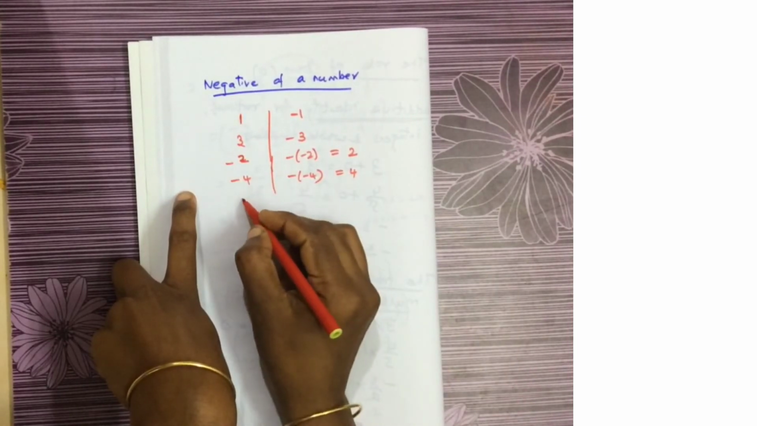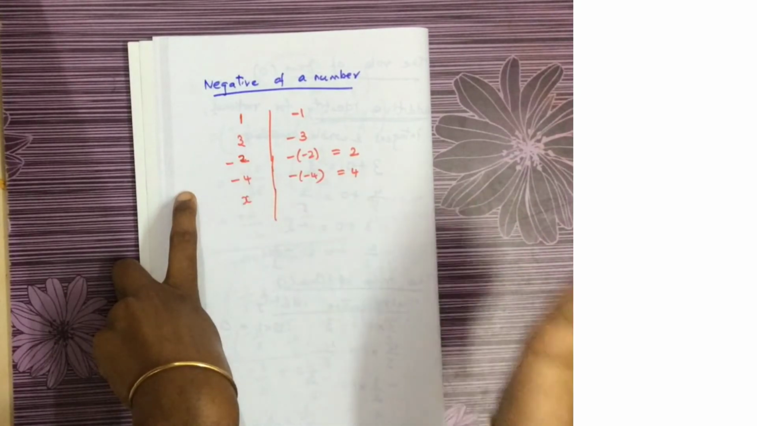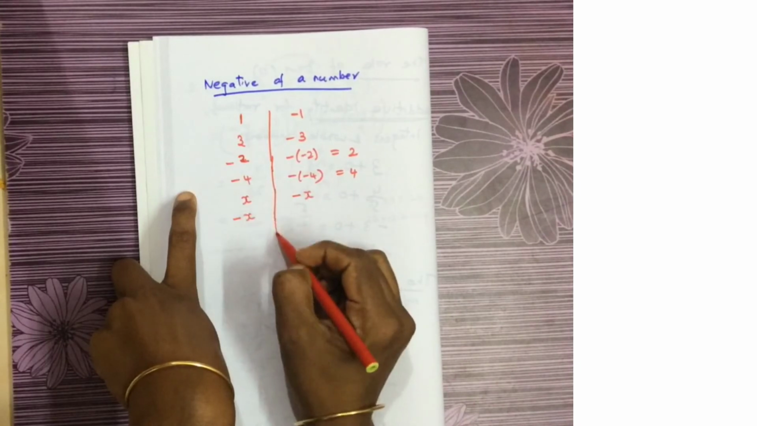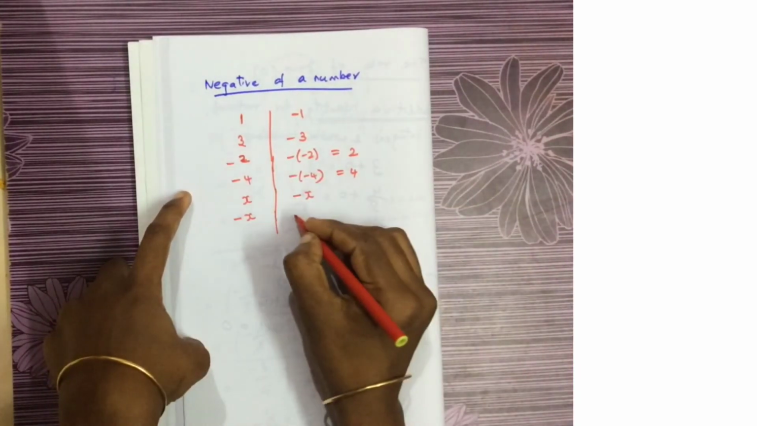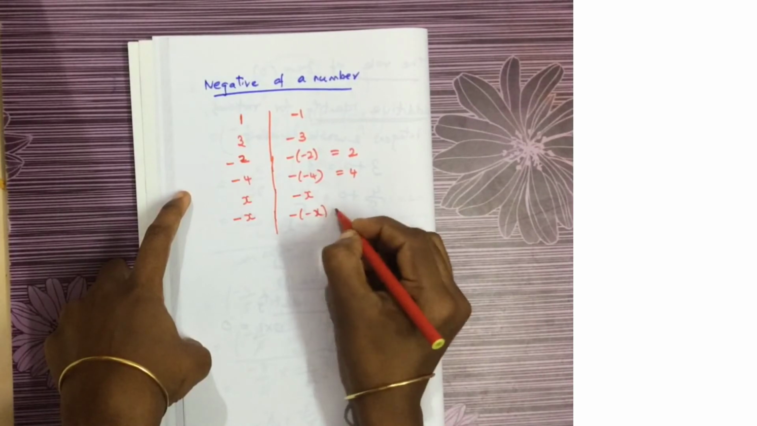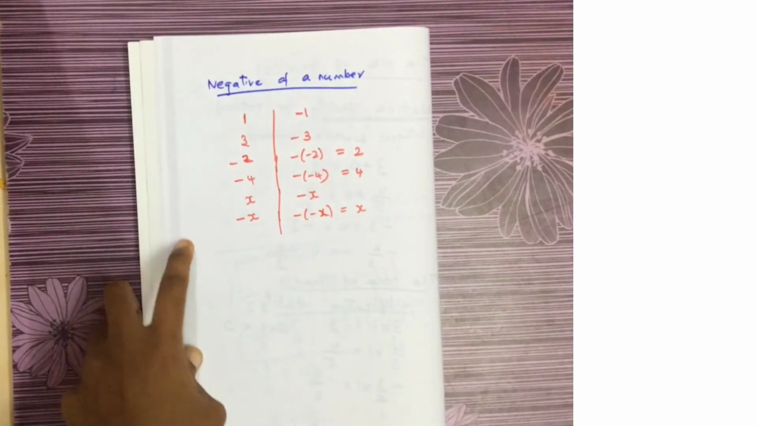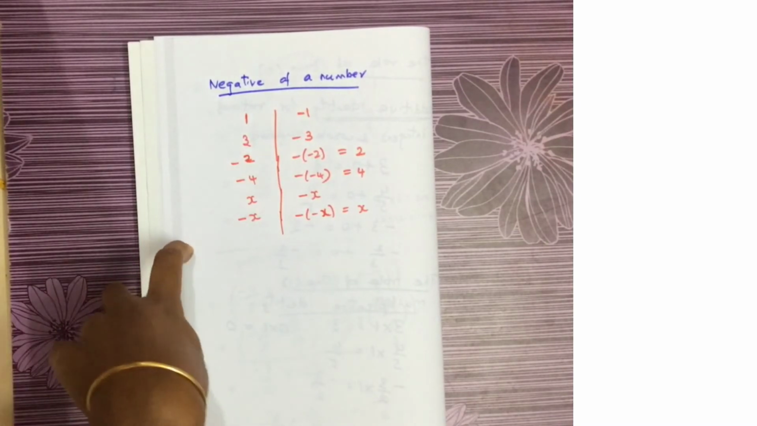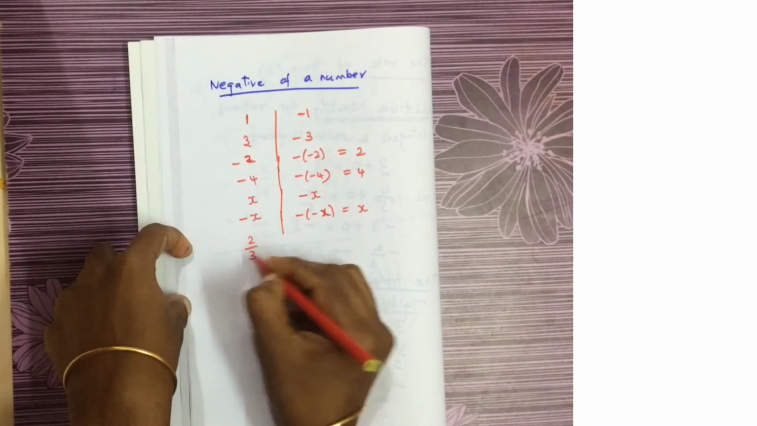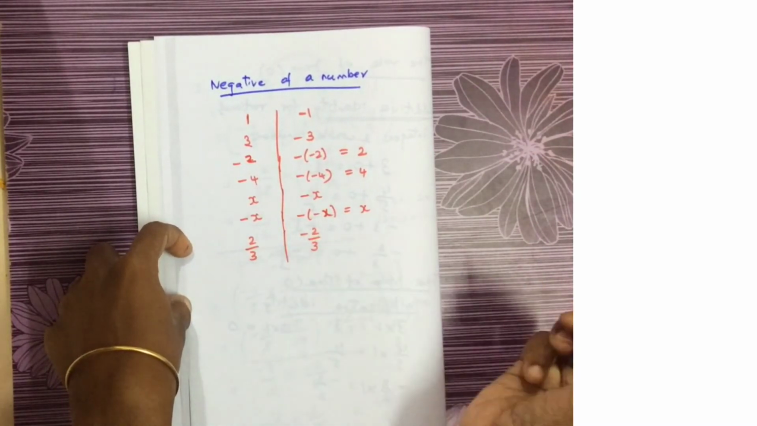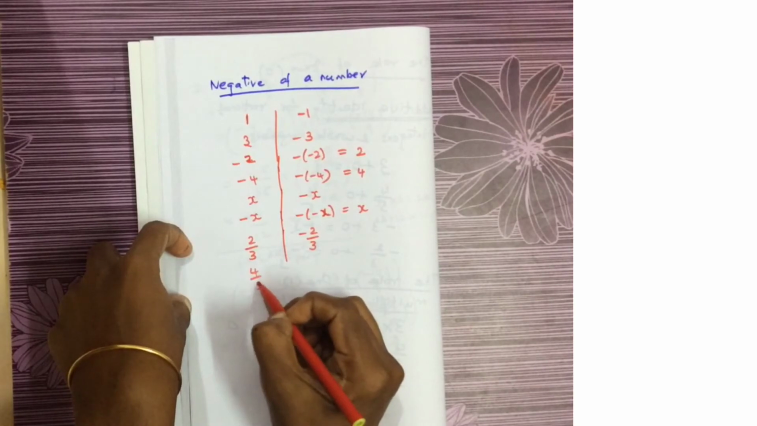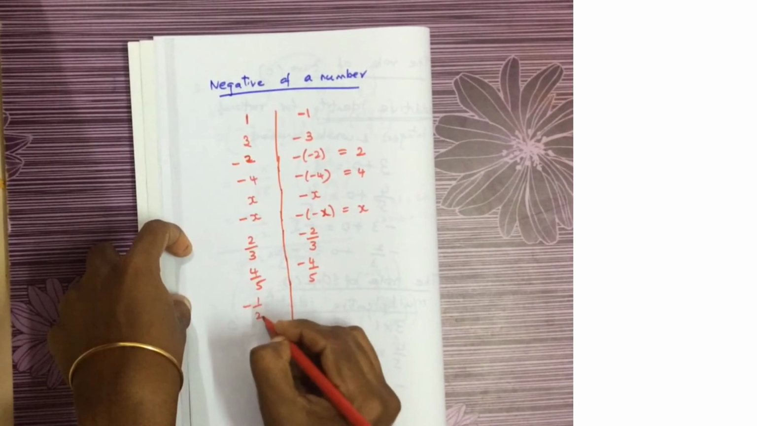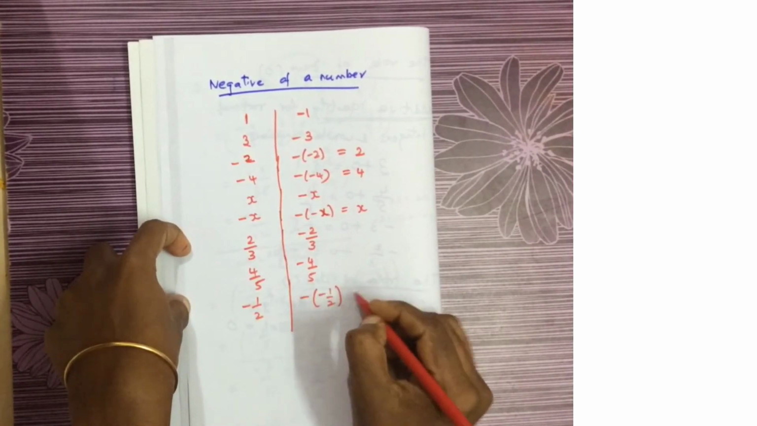Simply you can say, whenever there is an x, the negative of x is minus x. If you have a minus x here, what is the negative of minus x? Minus of minus x will give x. This will hold for integers and also for rational numbers. When you see a rational number 2 by 3, what is the negative of this? Minus 2 by 3. 4 by 5, negative of this is minus 4 by 5. What is the negative of minus 1 by 2? Minus of minus 1 by 2 is plus 1 by 2.